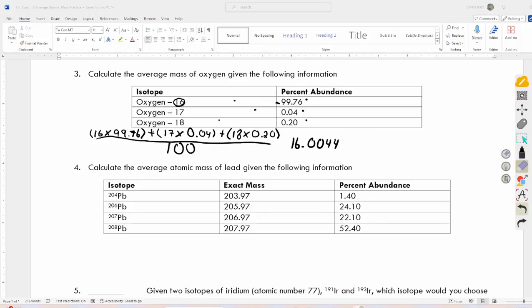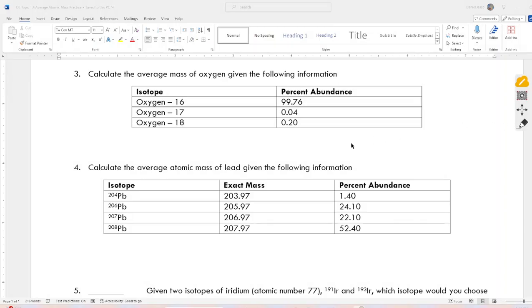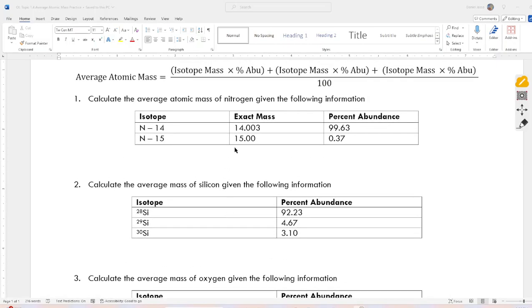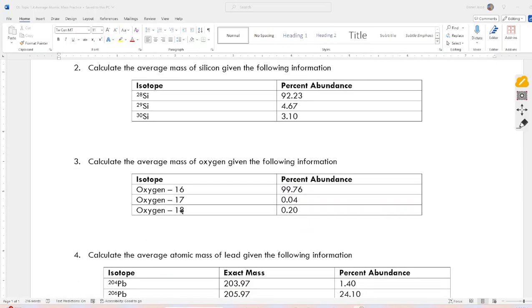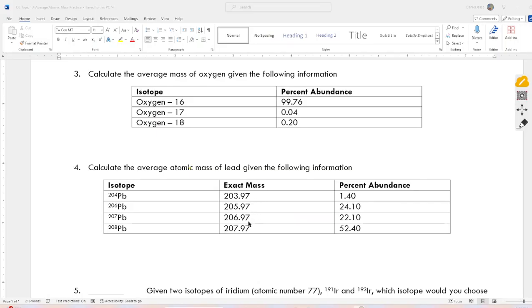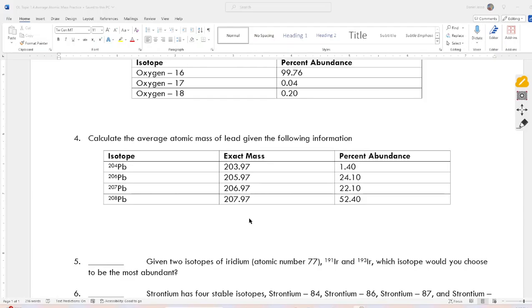All right. I'm going to let you all figure out number 4 on your own. Again, it's the same thing, except this time they do give us an exact mass. So let's use these numbers. Here we had 2. Here we had 3. Here we have 4. We're just going to add one more. It's not a big deal.